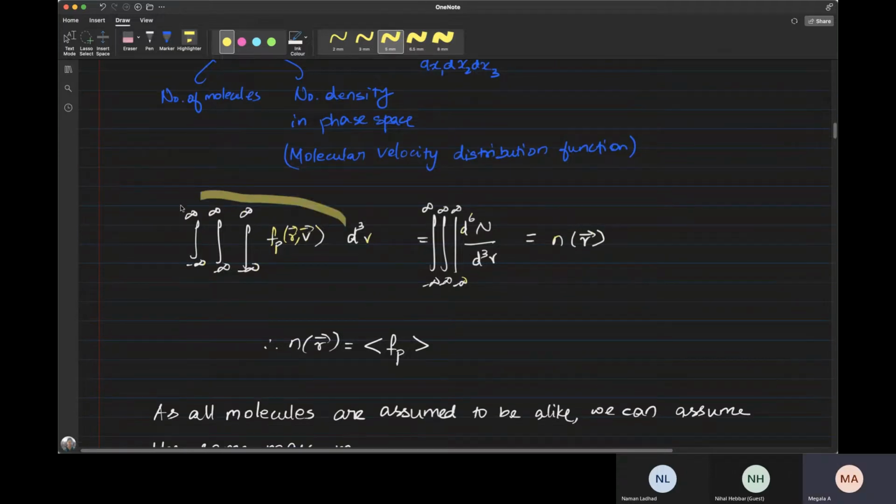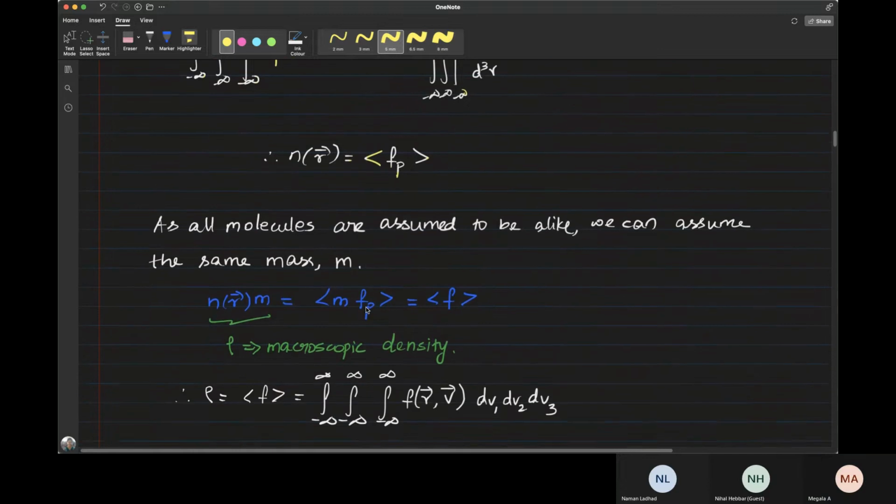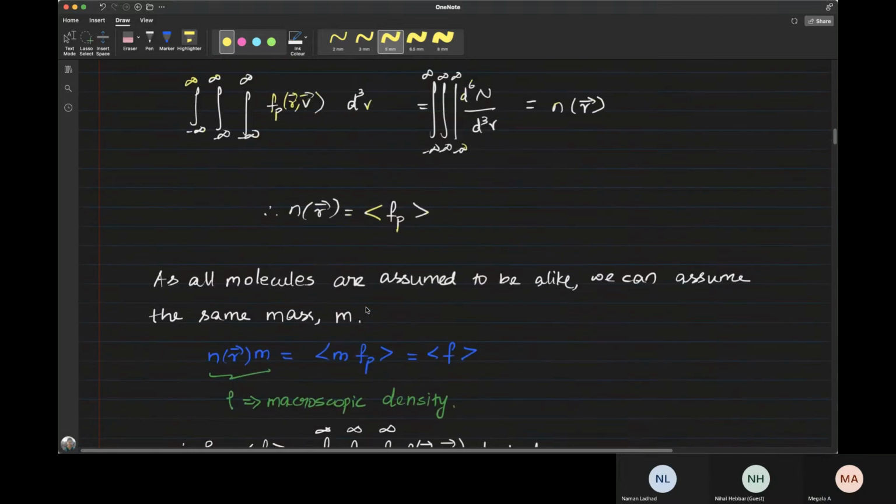So this integration with respect to d cube v is given this notation. We use this less than sign and greater than sign on either side of fp. So this is actually this. We are defining this thing by this notation, basically.